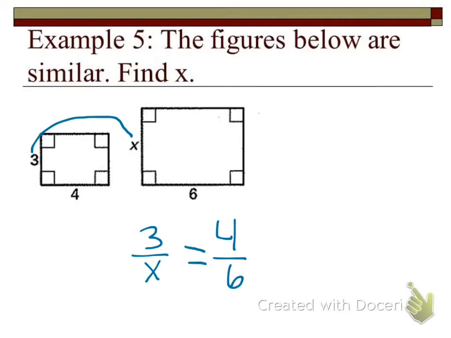All right, now we're going to cross multiply and solve. What's 3 times 6? 18. Good. What is x times 4? 4x. And then you need to solve for the x part. So what do we do? Divide both sides by what? 4.